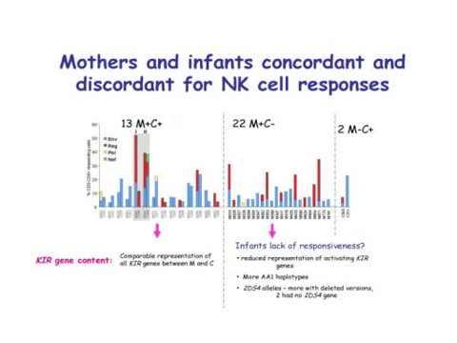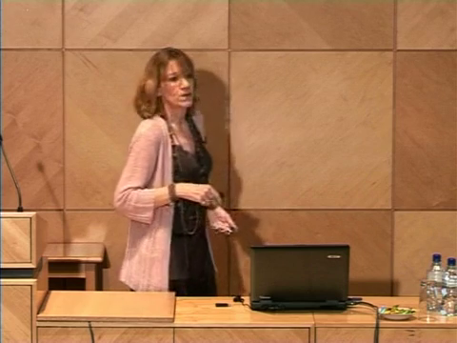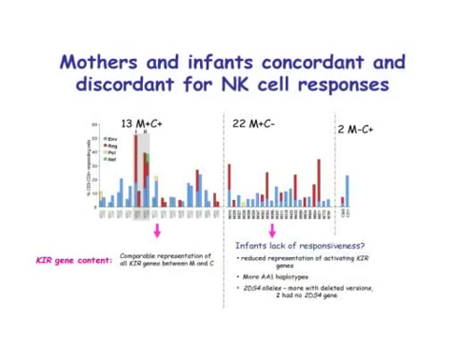Then when we looked at mothers and infants, we went back to the mother-child cohort where we looked at the responses that we know are associated with protection. We had a group of mothers where both mother and child had responses, but there was also a group of 22 where the mother had a response but the child didn't. And because of the genetic relatedness between them, we thought, well, why do these infants lack responsiveness? Can we pick up any clues from comparing the mother and the child?